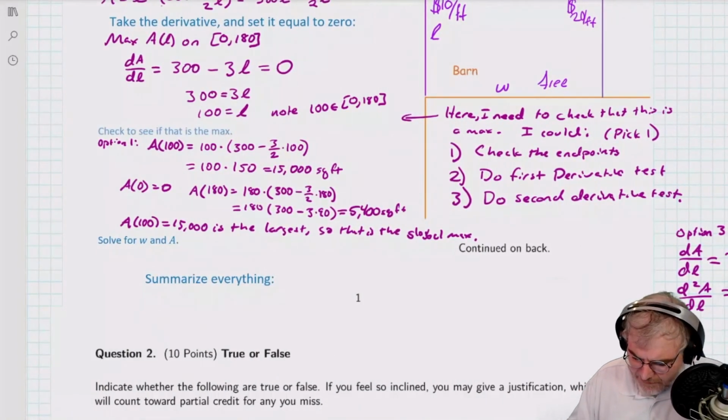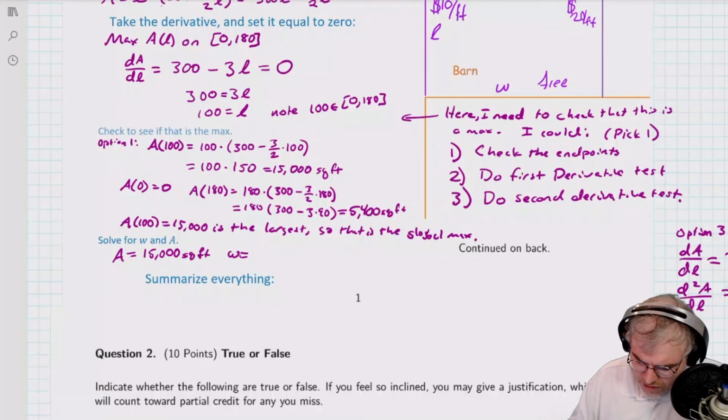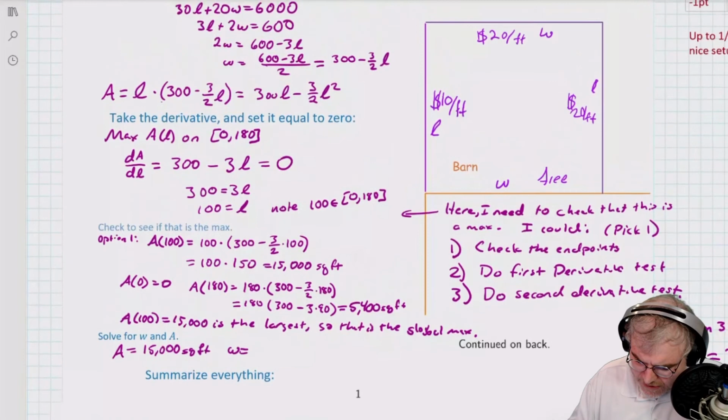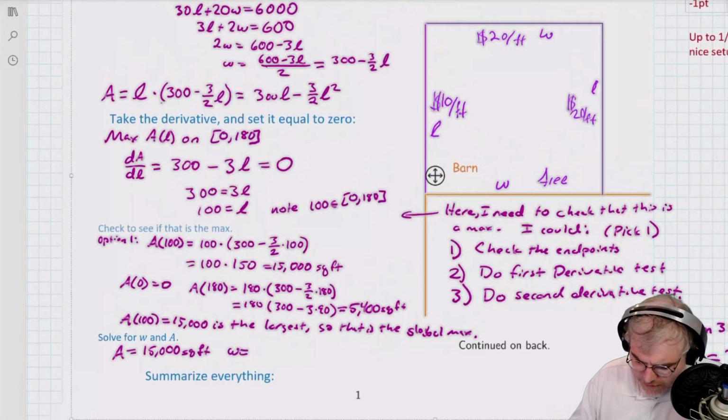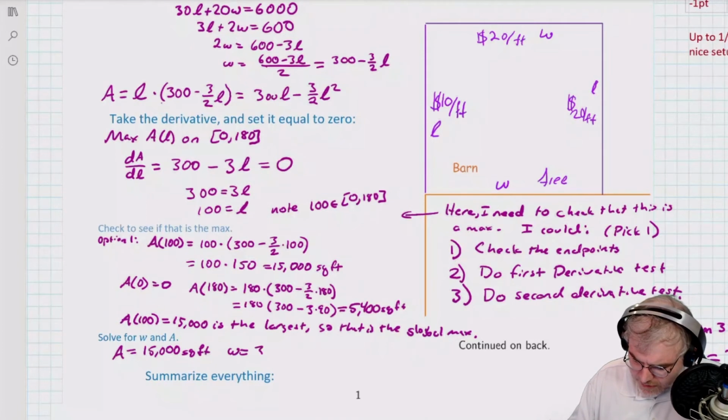Okay. Now I'm just going to solve for W. Well, I already solved for A. So A equals 1,500 square feet. W equals, where was my W? 300. Oops. I just did something that it didn't like. Okay. 300 minus 3 halves of 100, which equals, let's see, 3 halves, that's going to be 50, that's going to be 150, that's going to be 150.